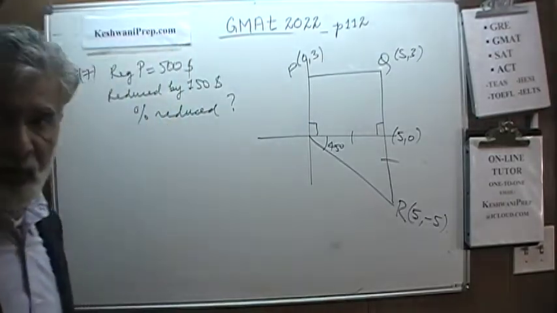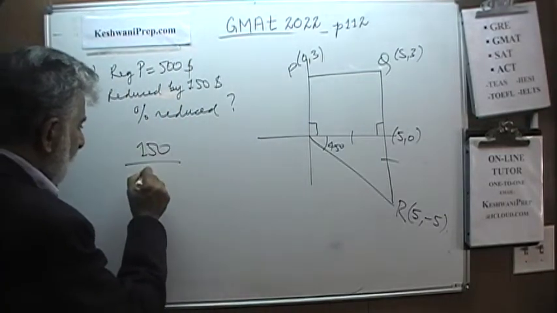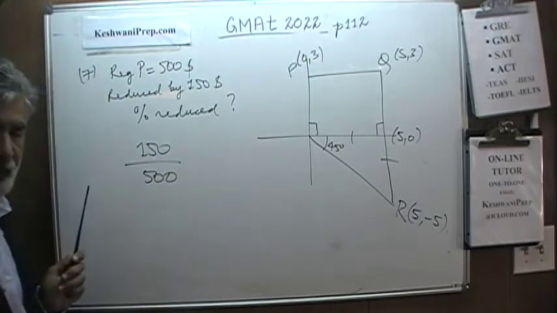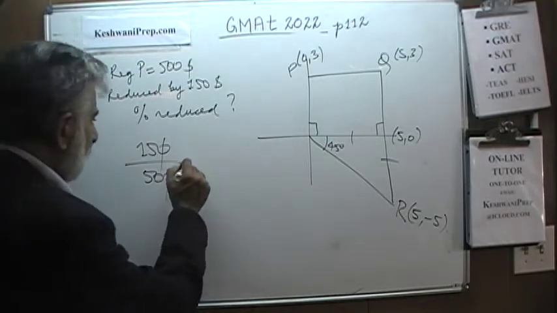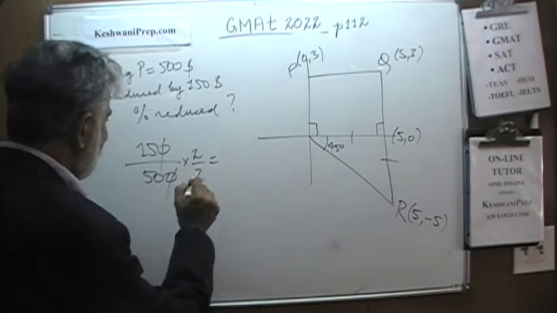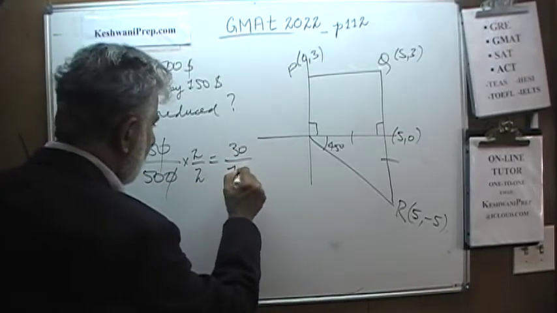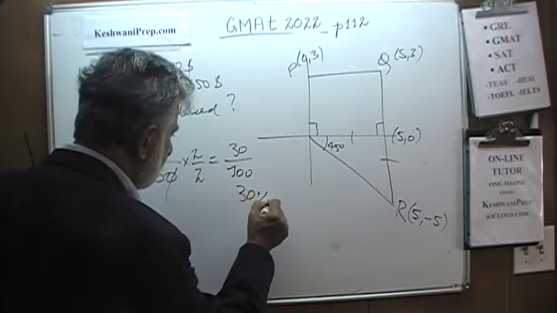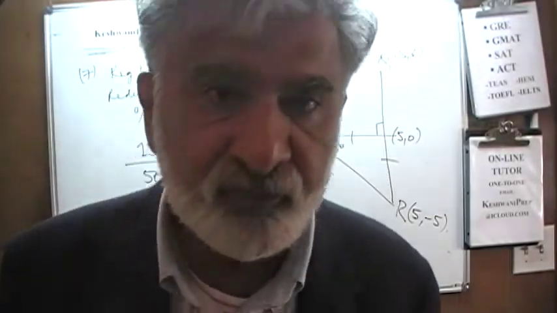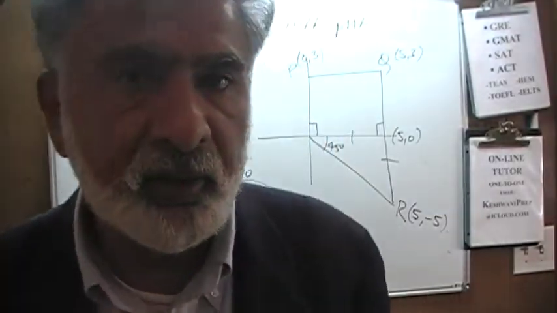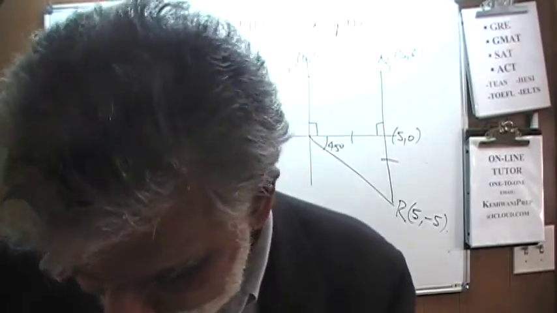That's all. But if you want to do it out, we're reducing it by 150 as a percentage of 500. This is what we're interested in. Divide top and bottom by 10. We're left with 15 over 2. Multiply top and bottom by 2. 15 times 2 is 30. 50 times 2 is 100. There you go. It's 30%. The price has been reduced by 30%. Of course, 30%, because 50 represents 10%, and therefore 150 should be 30%, because it's 3 times the amount.